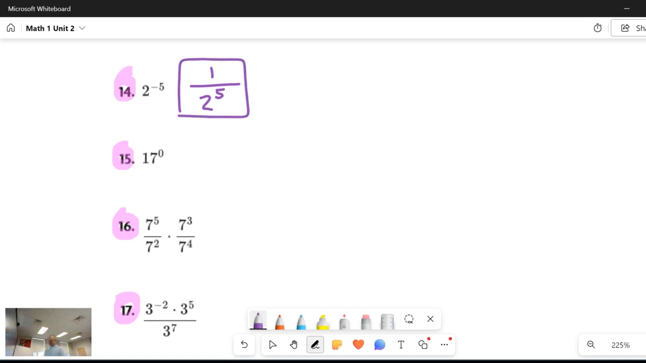The only weird one in here is that anytime we see something to the 0th power, we automatically change it to be 1, and we call it a day. That kind of breaks the rules for this, but that's where we're going to go.